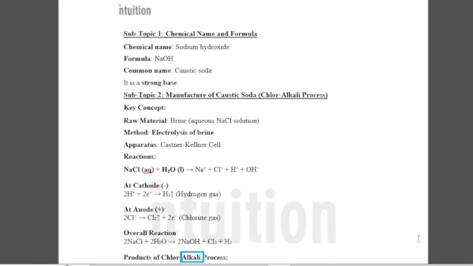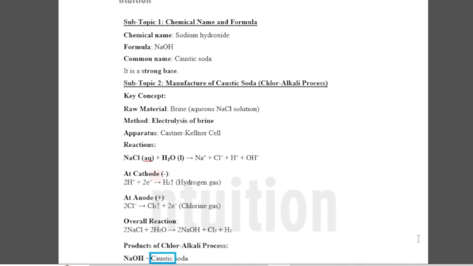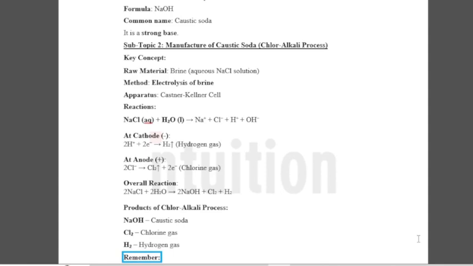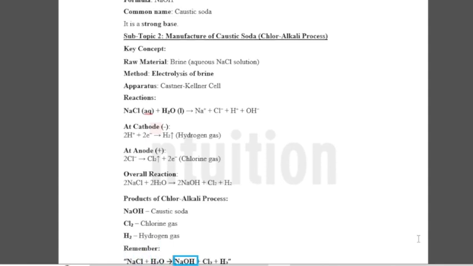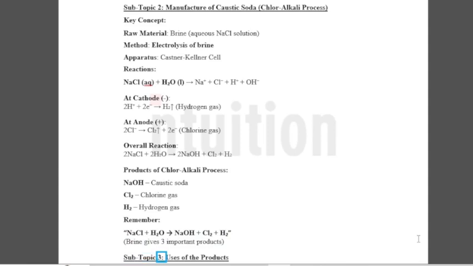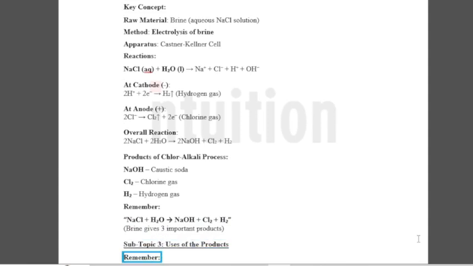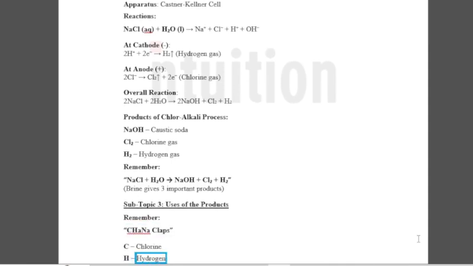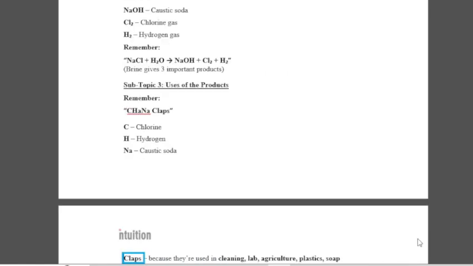Products of the chlor-alkali process: NaOH, caustic soda; Cl2, chlorine gas; H2, hydrogen gas. Remember, NaCl plus H2O gives NaOH plus Cl2 plus H2. Brine gives 3 important products. Subtopic 3. Uses of the products. Remember, CHANA CLAPS. C: chlorine. H: hydrogen. Na: caustic soda. CLAPS because they are used in cleaning, lab, agriculture, plastics, soap.